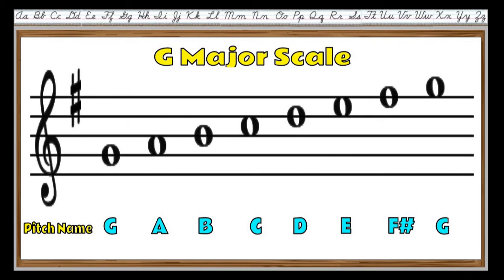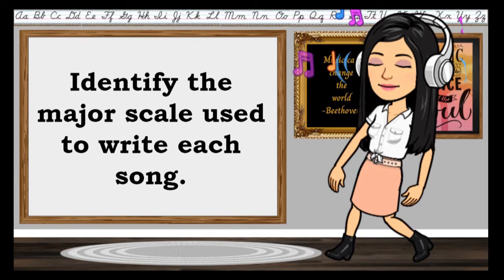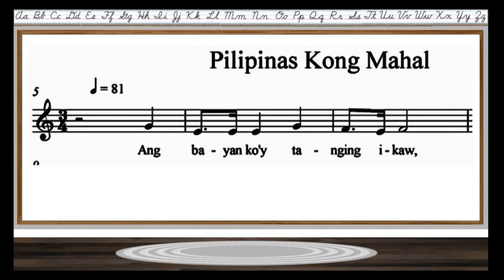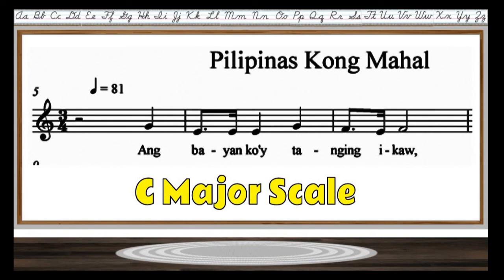For our next activity, identify the major scale used to write each song. The first song is Pilipinas Kong Mahal. In what major scale is it written? Great! It is written in C major scale since it used no accidentals.